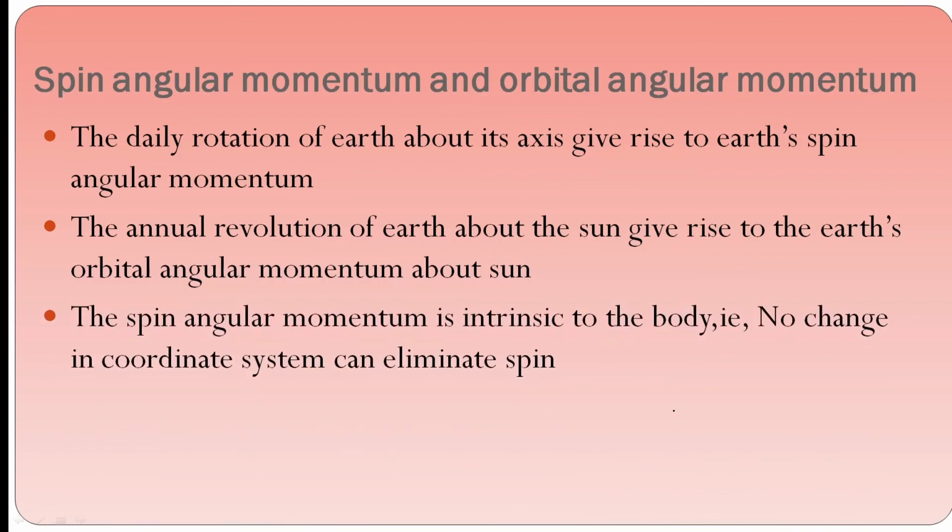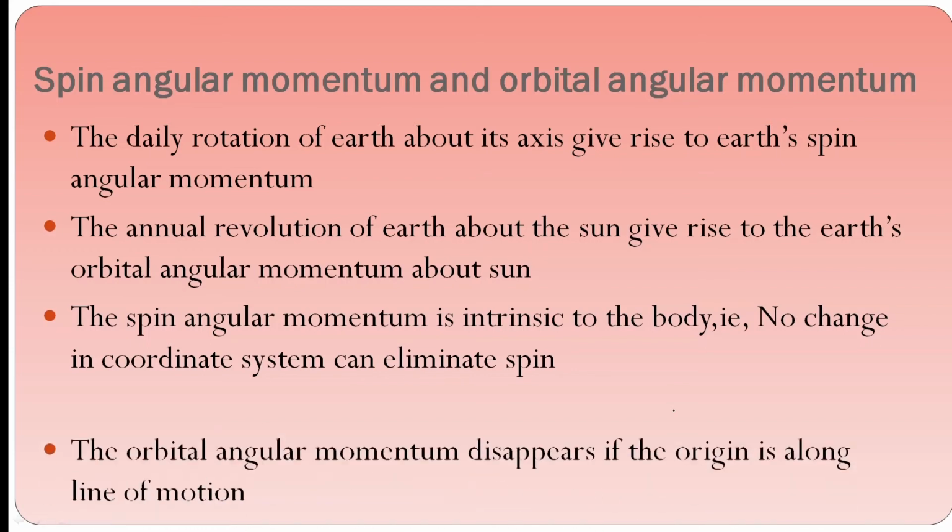നോക്കൂ, സ്പിൻ ആംഗുലാർ മൊമെന്റം intrinsic ആണ്. Spin angular momentum is intrinsic to the body, that is no change in coordinate system can eliminate spin. If you take coordinate system anywhere, the spin angular momentum will be unique because it is the angular momentum with respect to rotation about the center of mass. That is, spin angular momentum is intrinsic to the body, no change in coordinate system can eliminate spin.